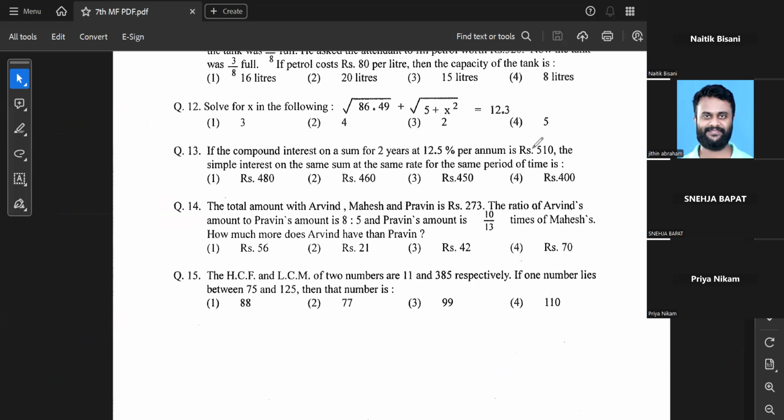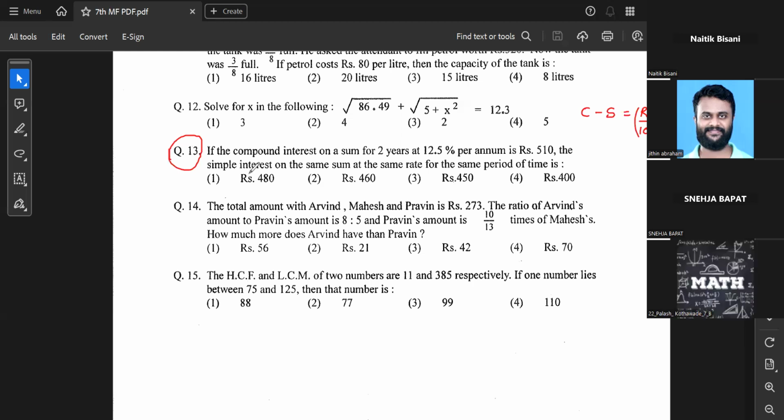Yeah, that's what I'm telling you. In this case, simple interest you have to find. So compound interest minus simple interest is equal to the rate of interest upon 100 whole square, multiplied by principal. So I'll request you, this is just a hint I'm giving. I'm not going to solve it since we have already solved it in the class. Please go through the recording once.